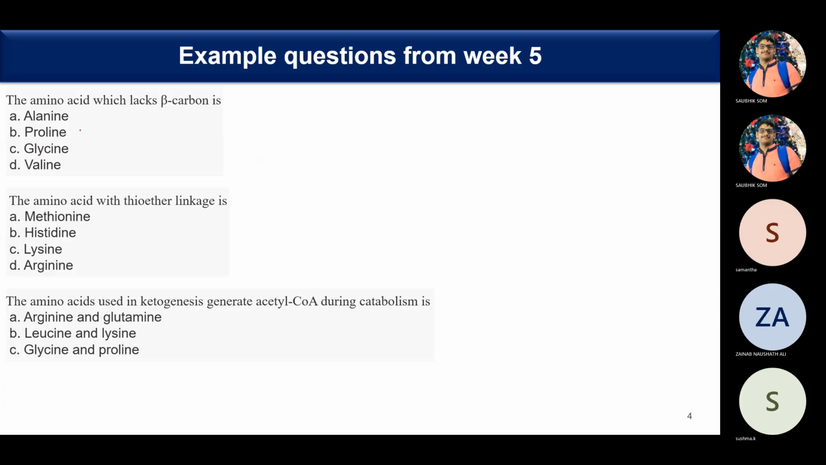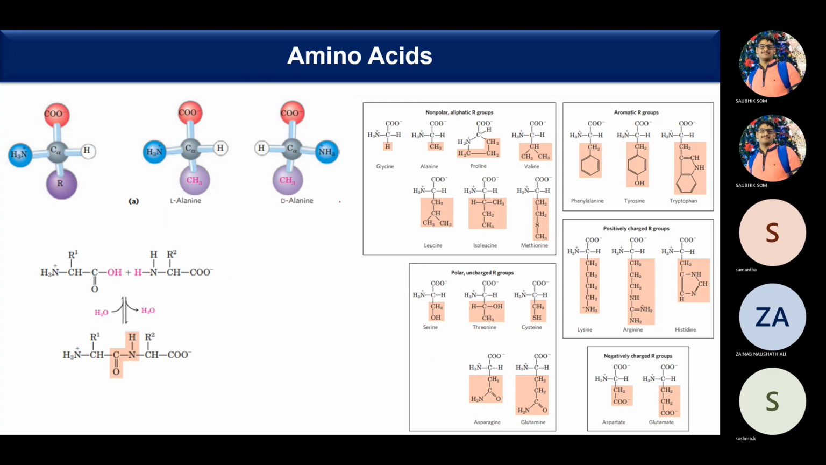So then we come to the questions based on these amino acids. What amino acid lacks the beta carbon? So this is the alpha carbon. The second carbon from here is known as the beta carbon. So this is alpha, this is beta, and then you can go on: alpha, beta, gamma, and several others. In this case, this will be the beta carbon, and in this case also. So all of the amino acids, as you can see, have this beta carbon.